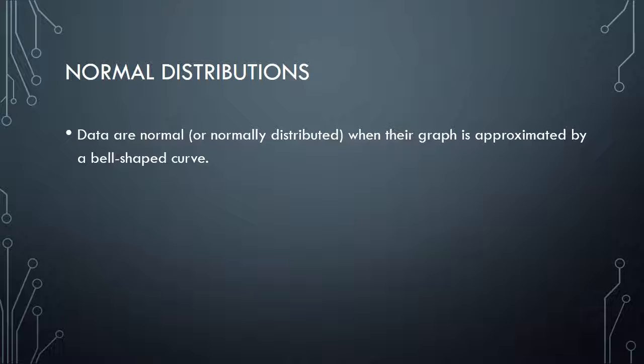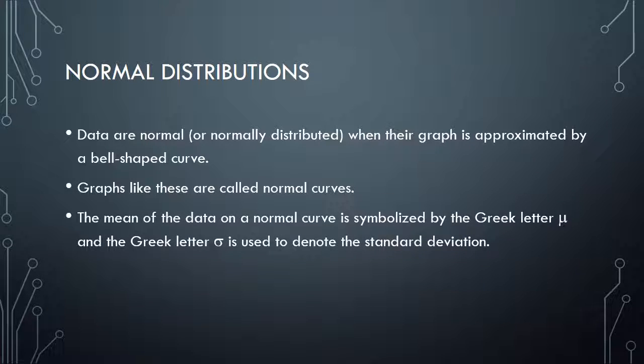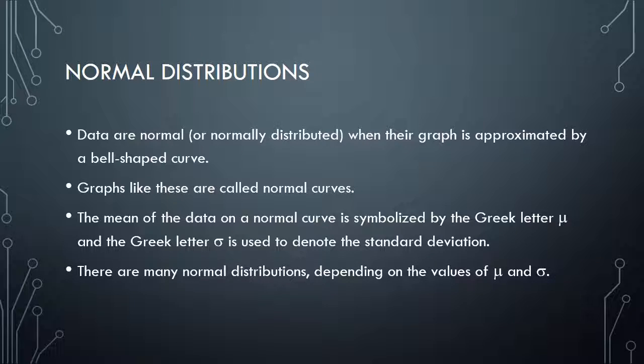Data are normal or normally distributed when their graph is approximated by a bell-shaped curve. And we've kind of seen this before. Graphs like these are also called normal curves. The mean, or the average of the data on a normal curve, is symbolized by the Greek letter mu, and the Greek letter sigma is used to denote the standard deviation. Now there's really many normal distributions. They all depend on the values of mu and sigma.